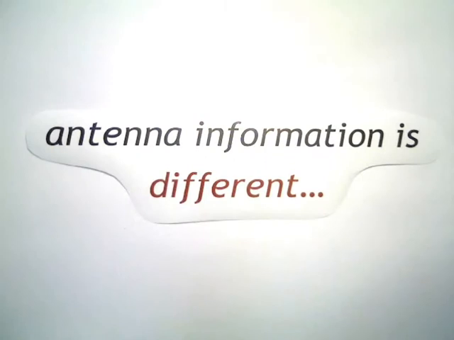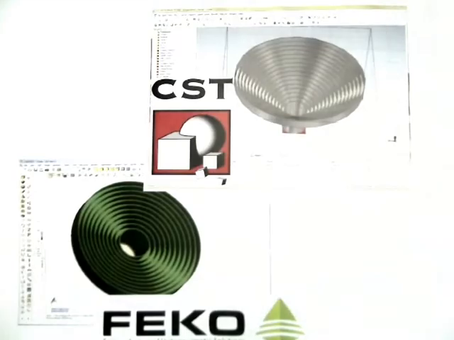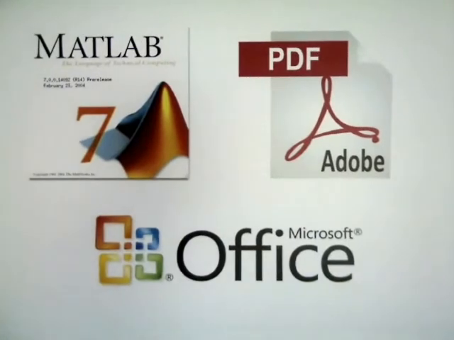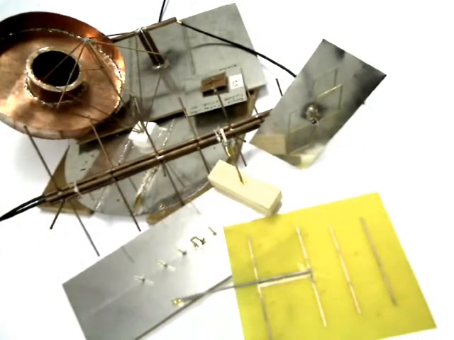Antenna information is different. A single design can contain various types of information, like pictures, graphs, model files, design equations, and various types of documents. Dusty storerooms are filled with undocumented physical prototypes, along with inaccessible piles of paperwork or badly categorized disks and hard drives.